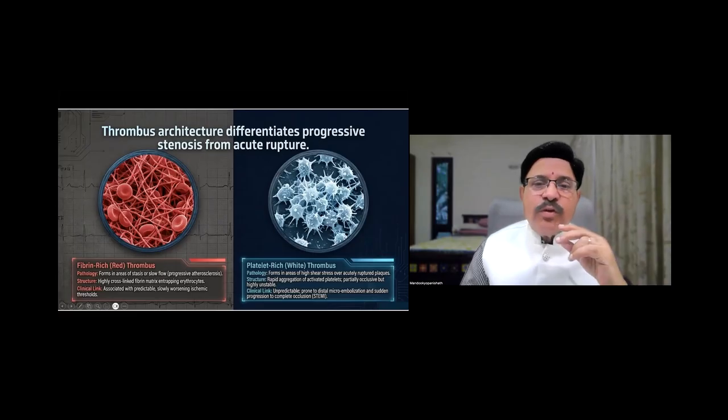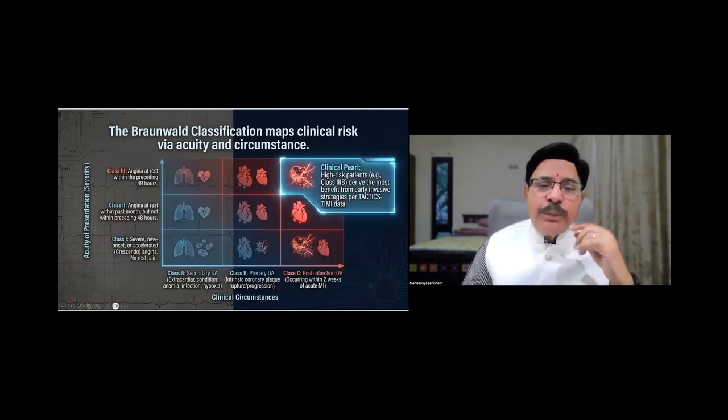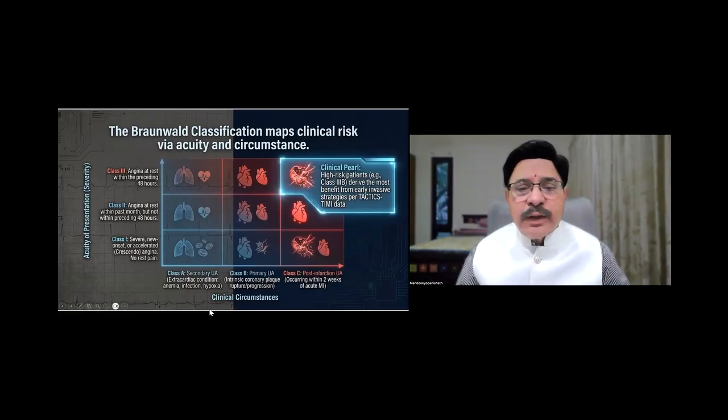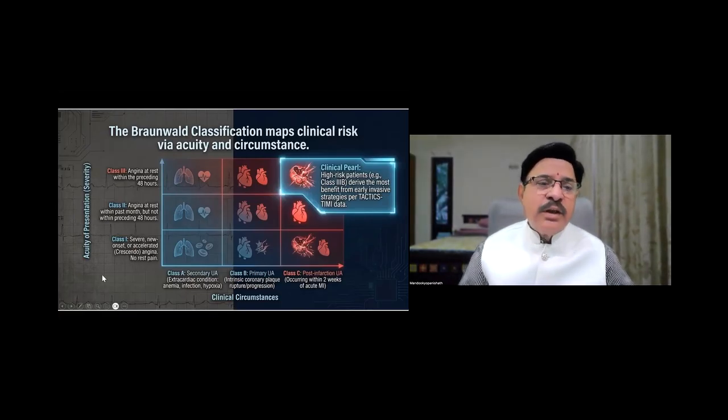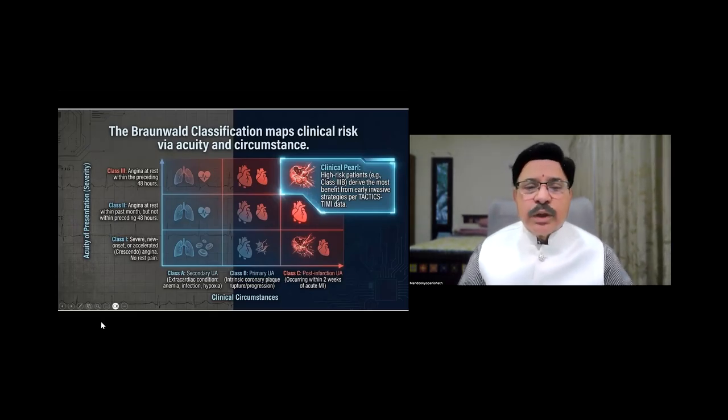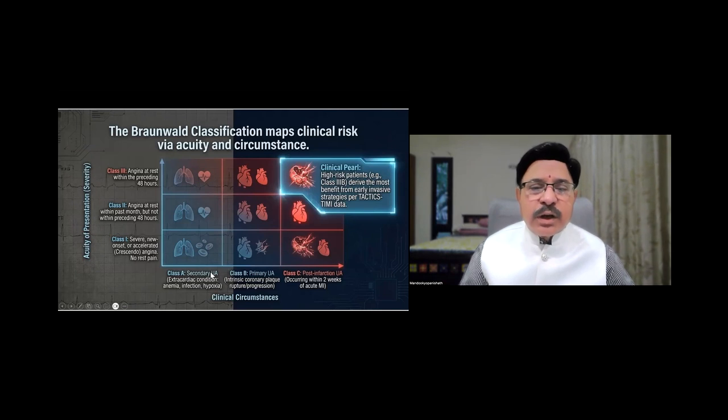Two different scenarios. Now, I put this on a matrix here. Clinical circumstances on this axis, acuity of presentation or severity on this axis. A person may have an extra-cardiac condition like anemia, infection, hypoxia, which is a non-cardiac clinical circumstance, and severe new onset accelerated crescendo angina. He comes into this box. Treatment is not thrombolysis or angioplasty or cath lab. Treatment is the underlying condition.